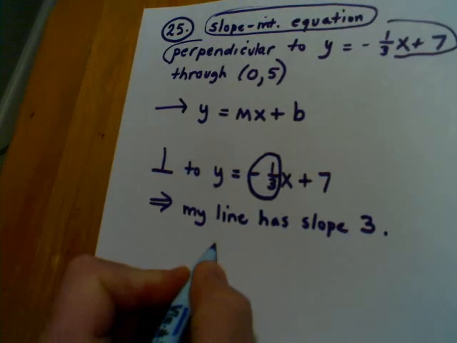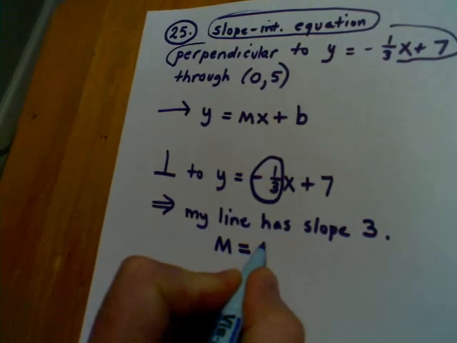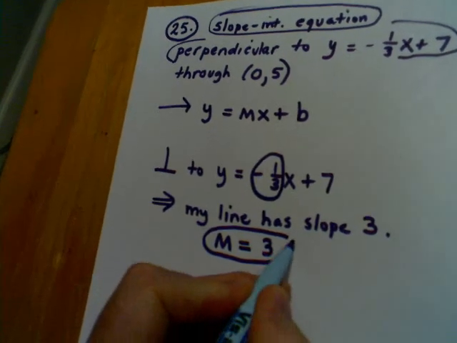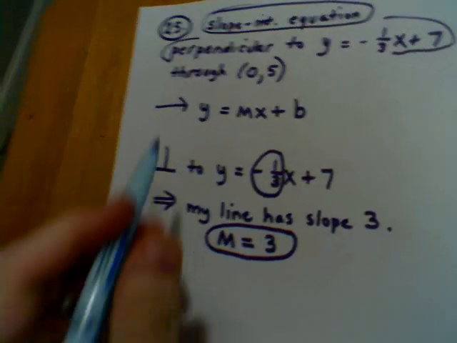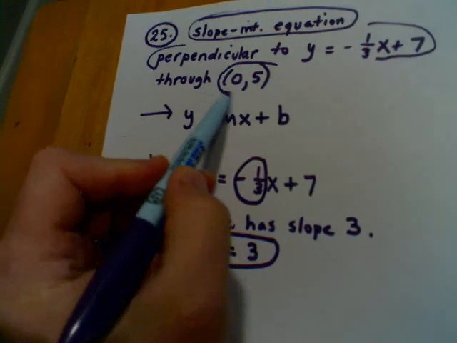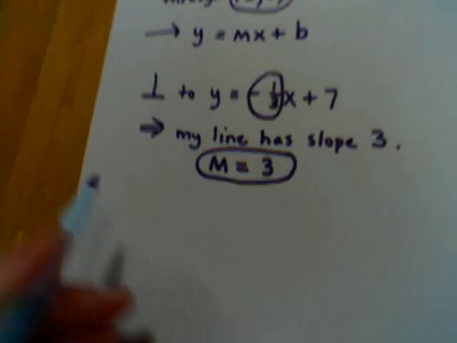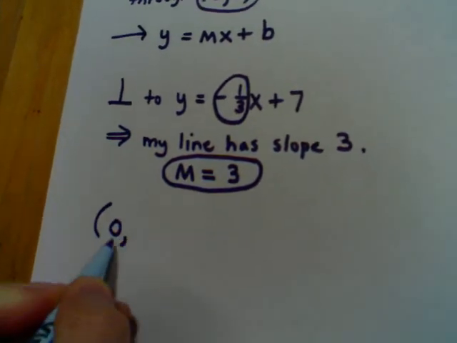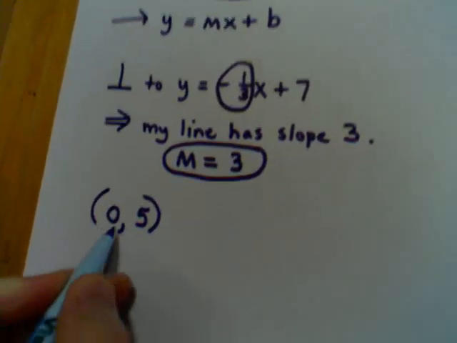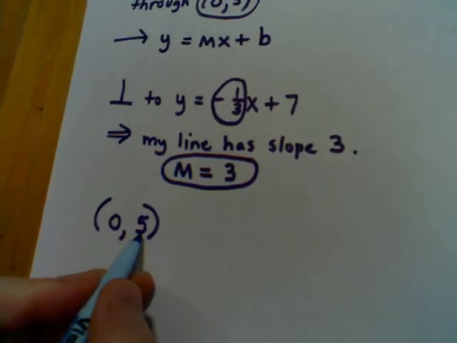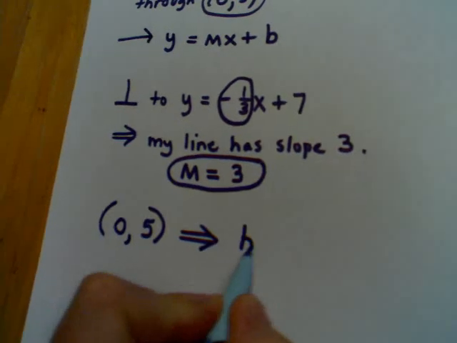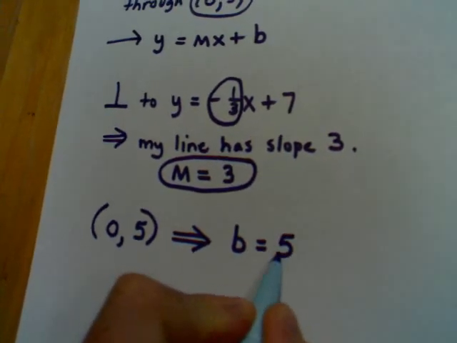That means I just found m. m is equal to 3, so I know what to plug in for m. Now, this piece of data is also very important. The fact that this point 0, 5 lies on the line immediately tells me that b is equal to 5.